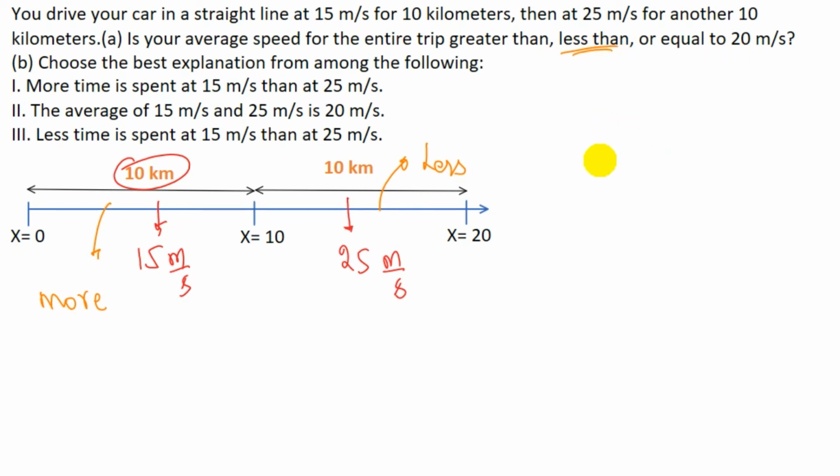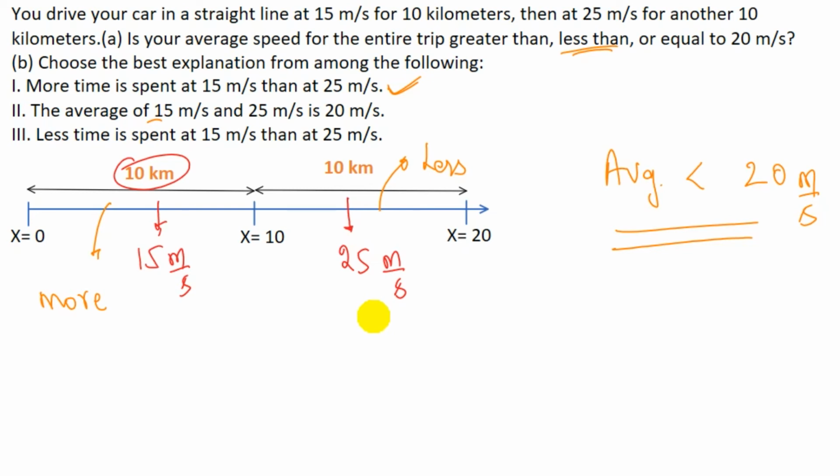So the correct answer would be that the average speed would be less than 20 meters per second, and the reason is that you spent more time at 15 meter per second than at 25 meters per second. So A option, this first option, is correct, and the answer would be that this is less than 20 meters per second. Now there is an important note here.